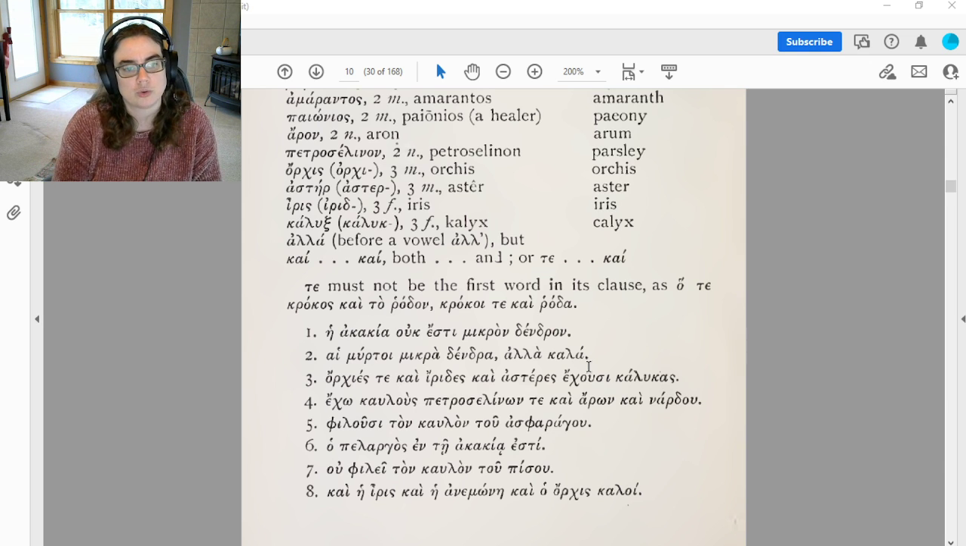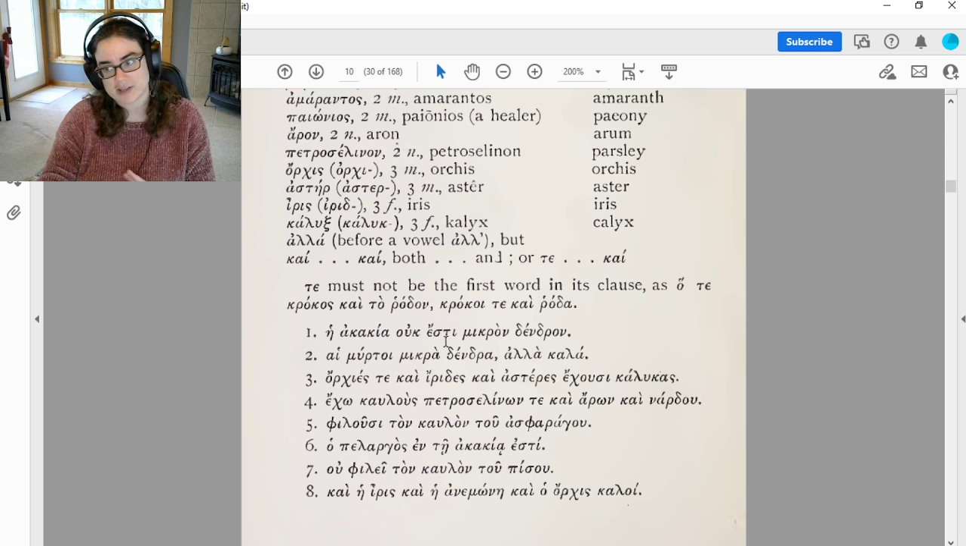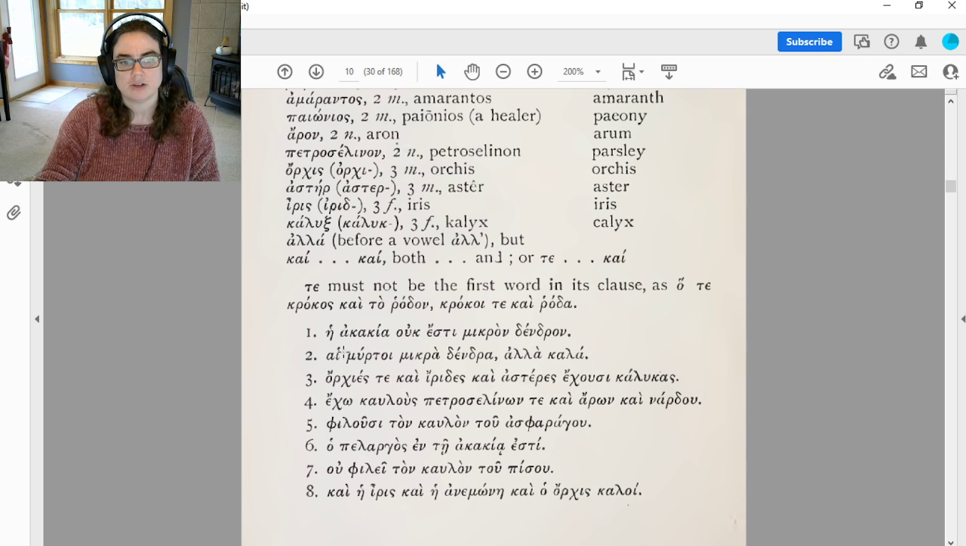Hai myrtoi mikradendra alla kala. So the myrtles. So you'll notice here myrtle has an OI ending because it is the omicron second declension, but it is feminine, so it uses hai as its article. They don't look the same, but they match. So the myrtles are small trees, but beautiful. Very nice.